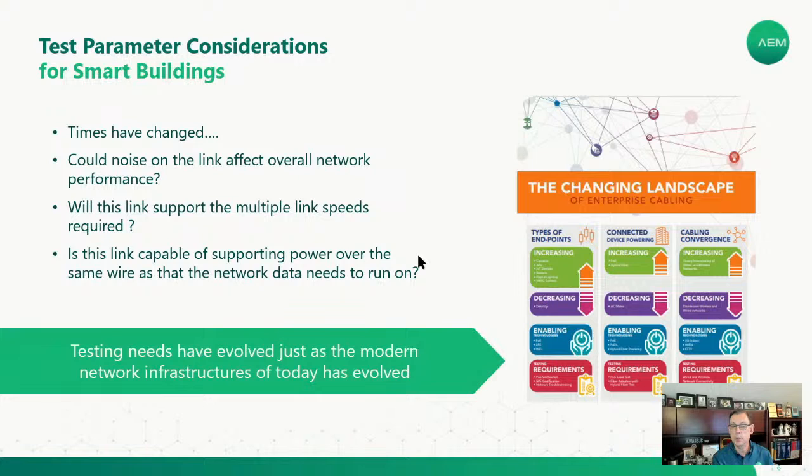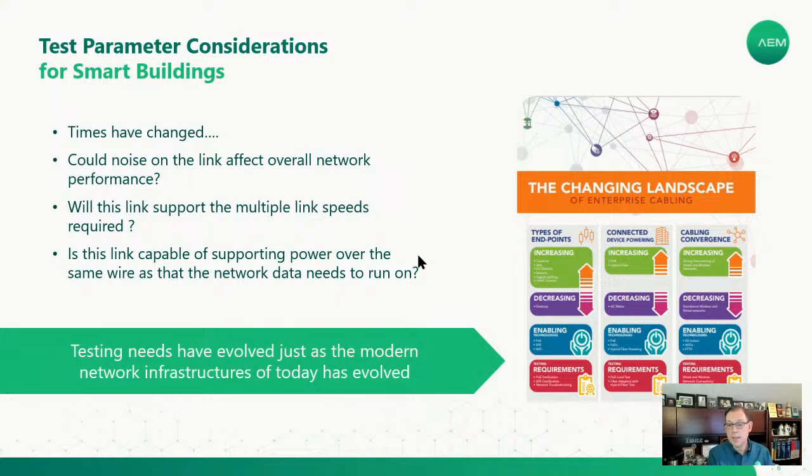What else could be going on? So could noise have an effect on the overall network performance? Is this link going to support multiple link speeds, into the multi-gigabit range? Is the link capable of supporting power, which is the main topic today? We're talking about PoE testing versus resistance. So can it support power on that same pair that's providing the data?